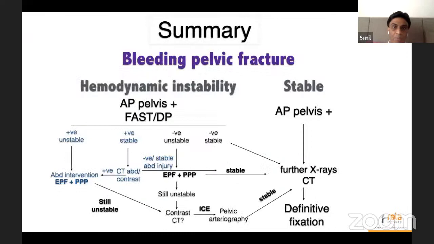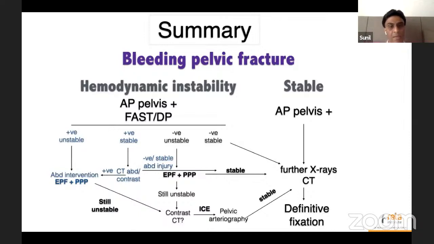So in summary, if you have a bleeding pelvic fracture, you need to understand whether the patient is hemodynamically stable or not. If the patient is hemodynamically stable but you have an unstable pelvic injury, then you go ahead and do all your diagnostics and plan for definitive fixation. But if the patient has hemodynamic instability, you go ahead on this protocol: start resuscitating, put the patient on an external fixator and do the preperitoneal packing. If he's still unstable, go on to a pelvic arteriography and do an embolization. Once he has become stable, do your fracture management. And if you have an abdominal injury concurrently, then obviously you have to include the GI surgeons as well.